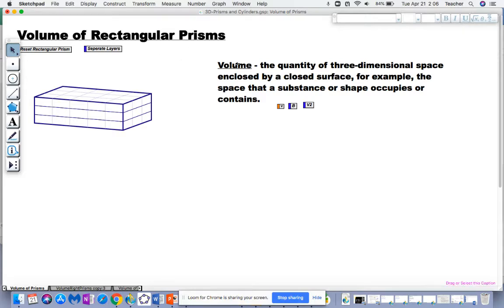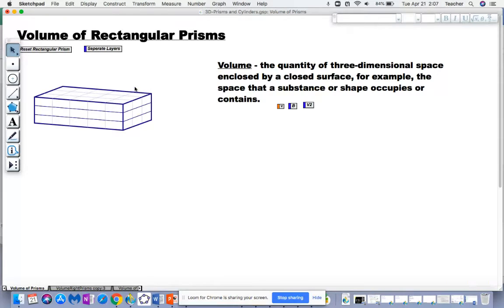First of all, volume. It's the quantity, and you've heard it in science before, the quantity of three-dimensional space enclosed by a closed surface. For example, the space that a substance or shape occupies or contains. So that's the key. So in a rectangular prism, in all these solids we're about to talk about, volume is how many 1 by 1 by 1 cubes can you fit into that space. Okay, fit into that figure.